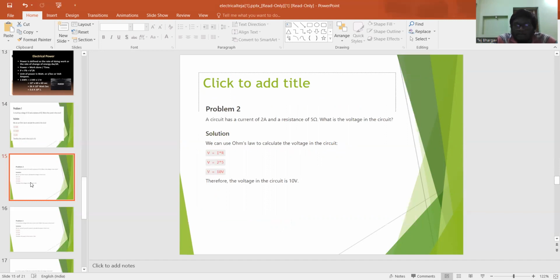Next, the question is: the circuit has a current of 2 ampere and a resistance of 5 ohms.